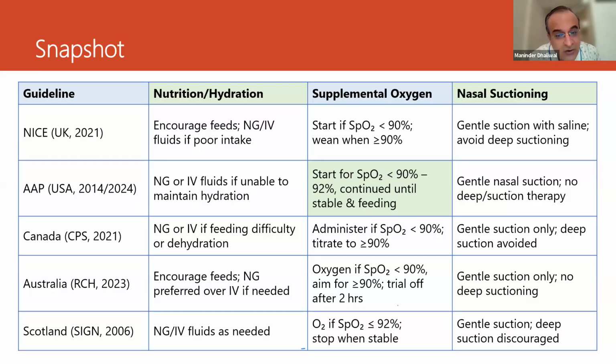Supplemental oxygen: when the saturation goes below 90, you have to start oxygen either by nasal prong or go for HFNC.